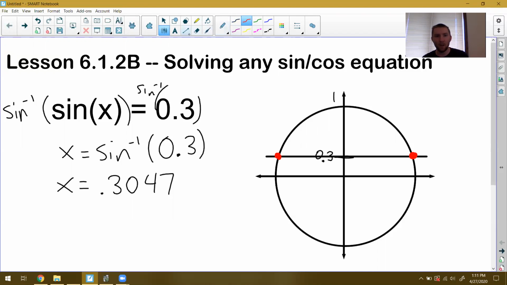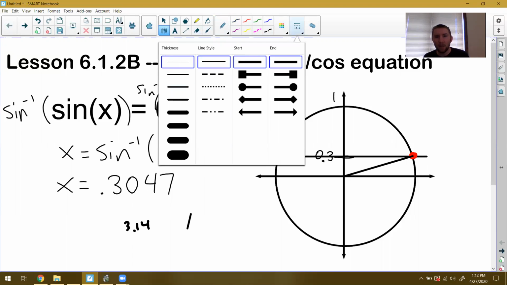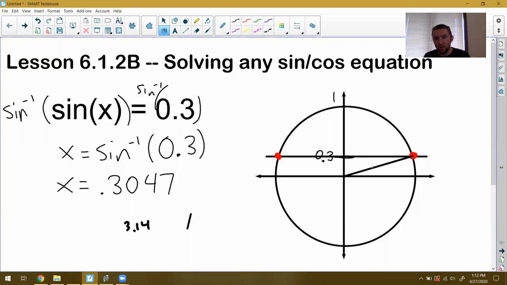Okay, so now let's think about the answer that our calculator gave us. Right, the calculator gave us an answer of 0.3047. So if you think about it in terms of pi, if pi is about 3.14 approximately, then this is about 1/10 of pi, right? 0.3 would be like 3 divided by 10. So this is about pi over 10. So if you think about it in that way, it should make a little bit more sense that this angle right here, from the origin to that red dot, has a radian measure of 0.3047.